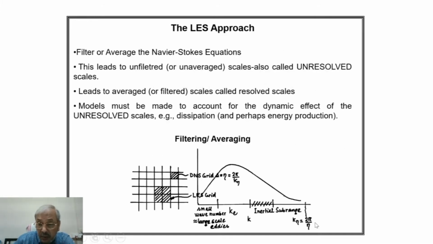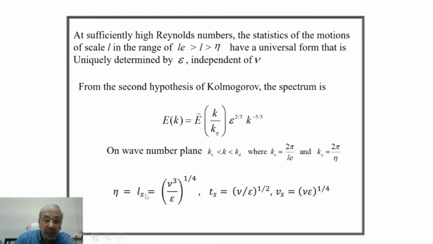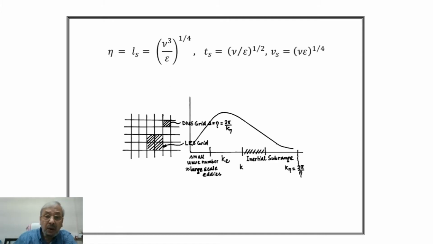We have drawn also here twice pi by eta is k eta, and again eta is the Kolmogorov scale given by nu cube by epsilon to the power 1/4. So if we want to capture everything, the full spectrum, then we have to have the presence of wave number k eta, and as we said, the high wave number means small scale eddies, twice pi by eta, where eta is the smallest scale.